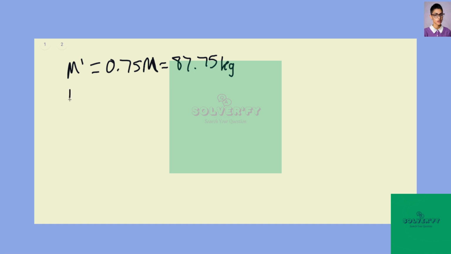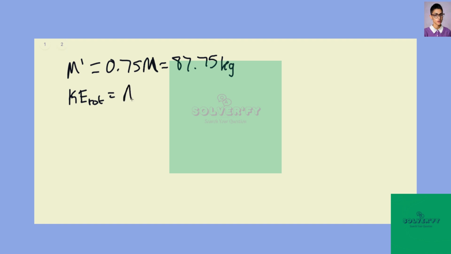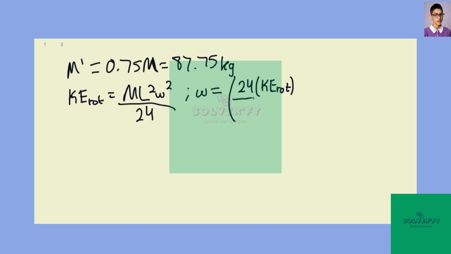And we can just say rotational kinetic energy equals, we can go back and say ml squared omega squared over 24. And at this point, we have to solve for omega. So omega will equal 24 times the rotational kinetic energy divided by ml squared, and this will all be to the half power.